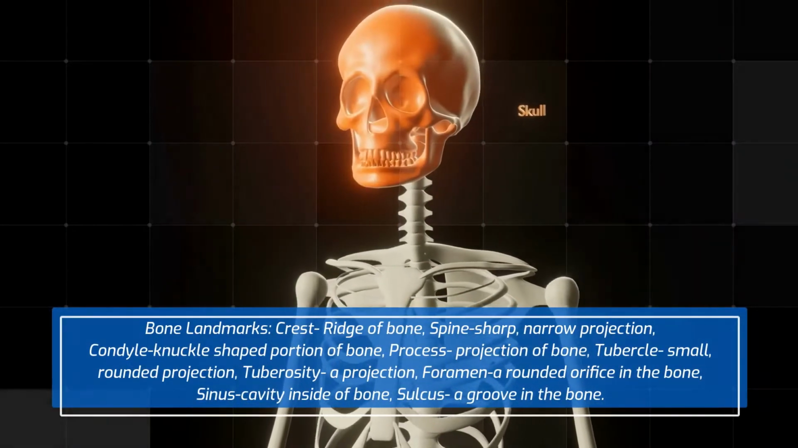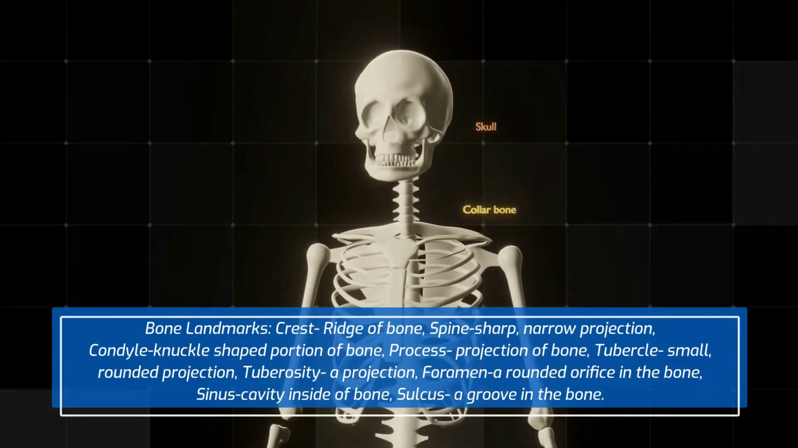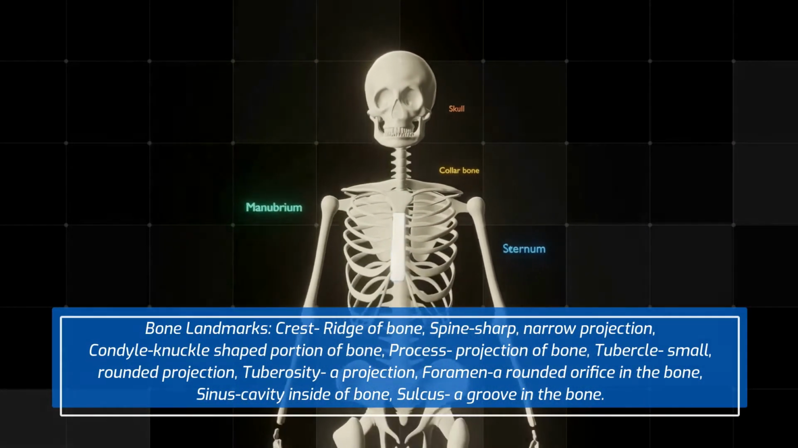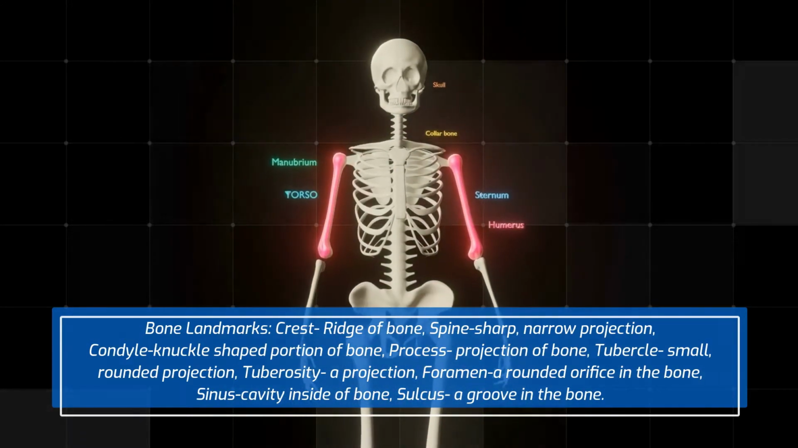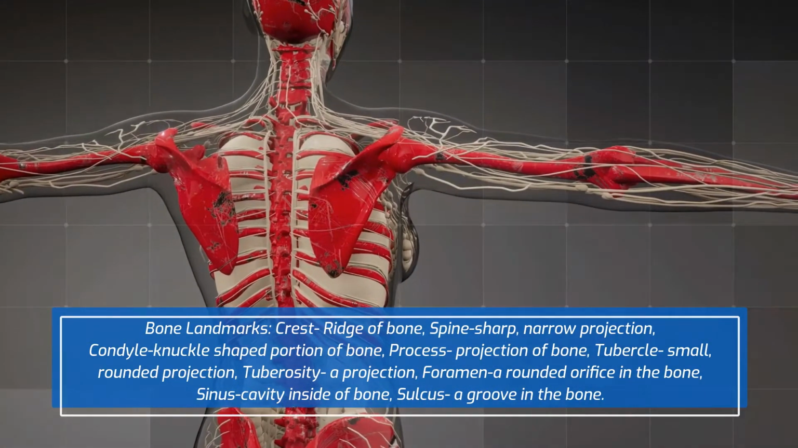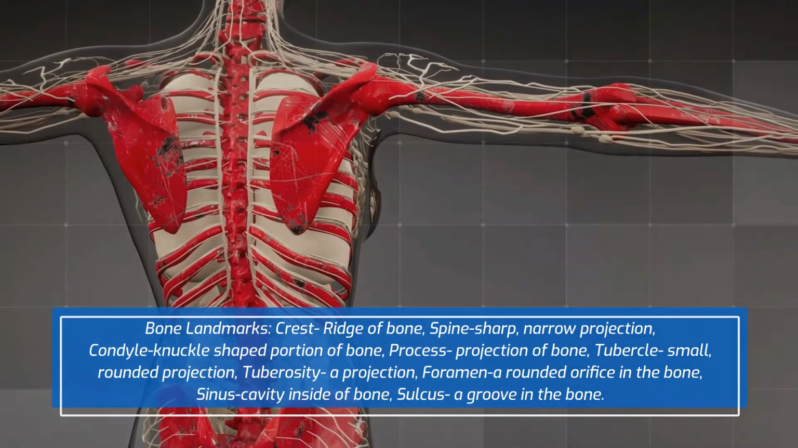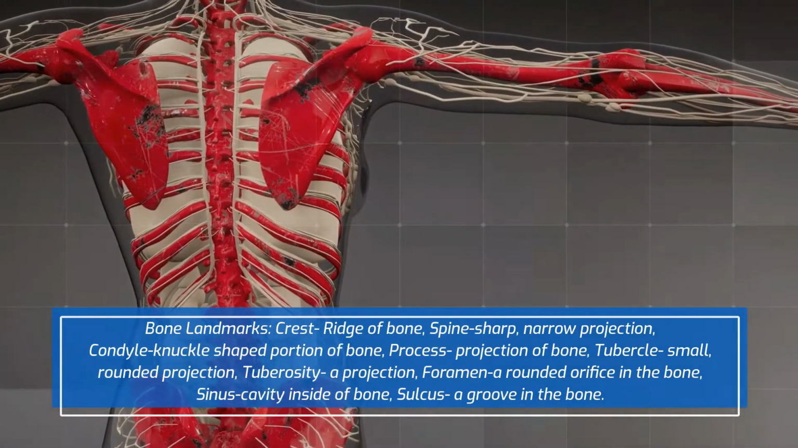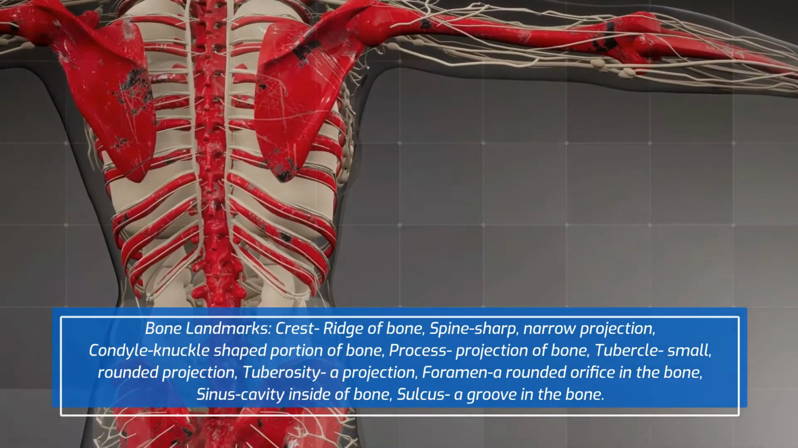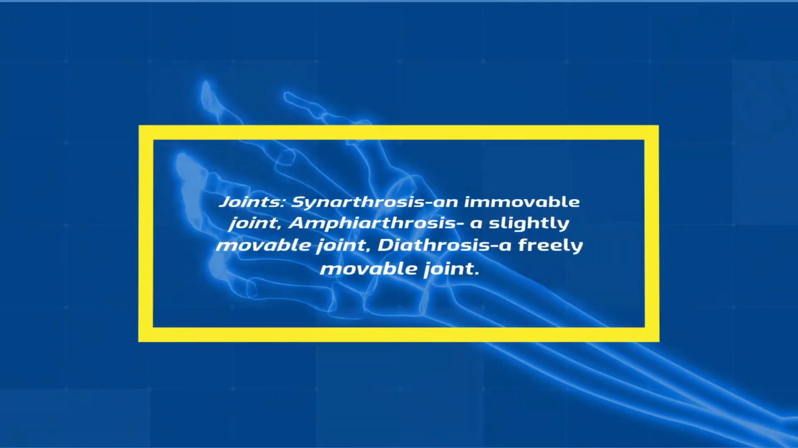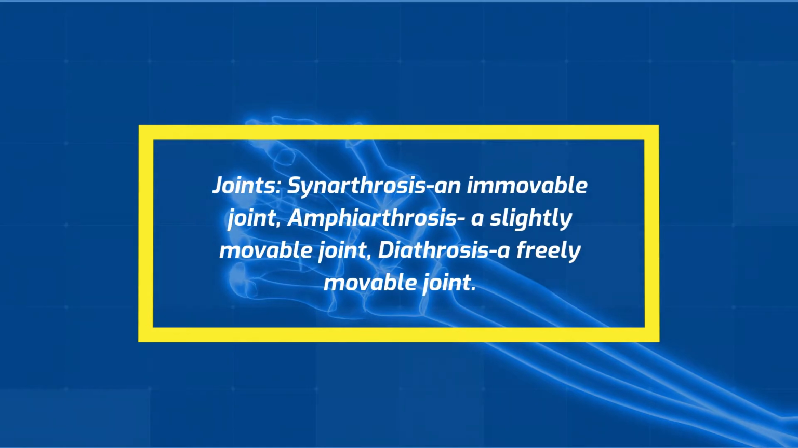Bone landmarks: crest, ridge of bone; spine, sharp, narrow projection; condyle, knuckle-shaped portion of bone; process, projection of bone; tubercle, small, rounded projection; tuberosity, a large projection; foramen, a rounded orifice in the bone; sinus, cavity inside of bone; sulcus, a groove in the bone. Joints: synarthrosis, an immovable joint; amphiarthrosis, a slightly movable joint; diarthrosis, a freely movable joint.